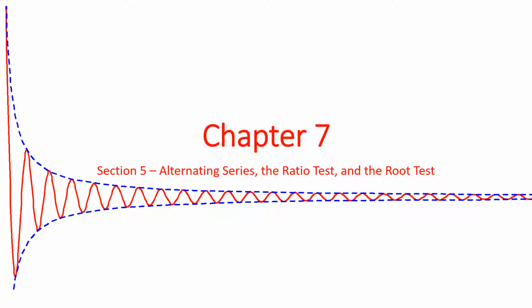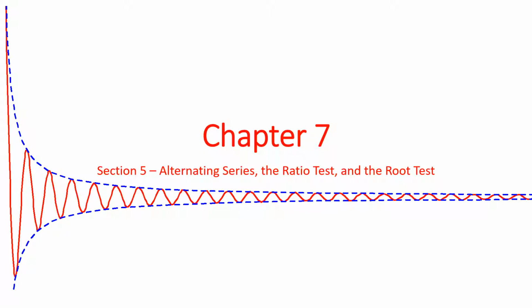Welcome back to section 5 of chapter 7. This is the last real section in the chapter. We do have another one, which is just how to pick which of the tests we're going to use, kind of summing up everything we've done the past few sections. But in this section, we're going to be looking at alternating series, the ratio test, and the root test.